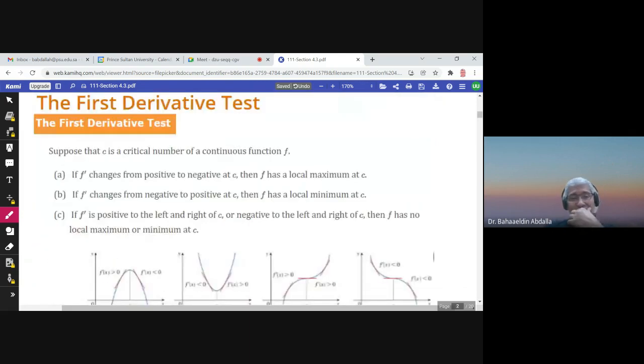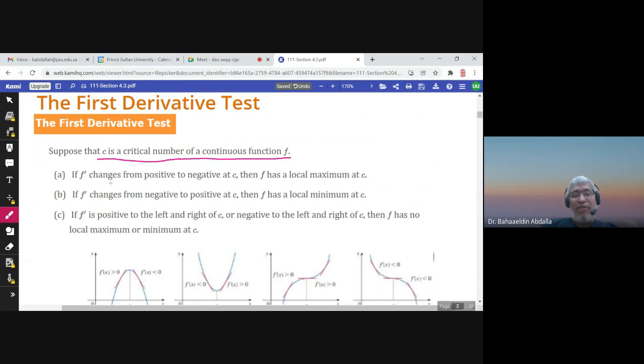Now let us talk about the first derivative test. This test is a test for local maximum and local minimum values. So suppose that c is a critical number. You remember the definition of the critical number in the previous section. A critical number is a number in the domain where f prime is 0 or f prime does not exist, of a continuous function f. So f is continuous and c is a critical number of f.